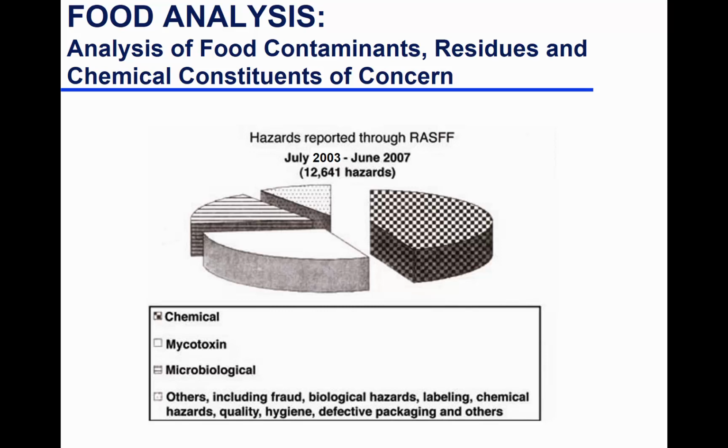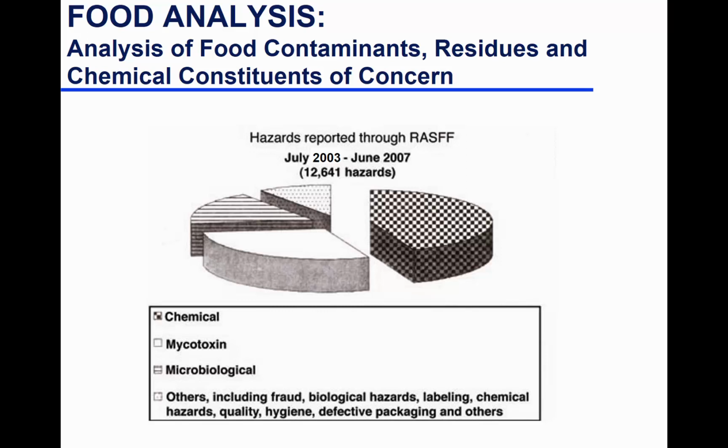Nitrites, for example, are added to cure meat and as preservatives. Heavy metals, for example, these are chemical examples. Mycotoxin is by itself a whole category, and a lot of hazard reports are due to mycotoxin presence due to fungal growth. Microbiological, which we are not concerned about in this class, but a lot of hazard reports are microbiological. Others, such as fraud, for example melamine, biological hazards like urine, feces of animals, and hair of rodents.